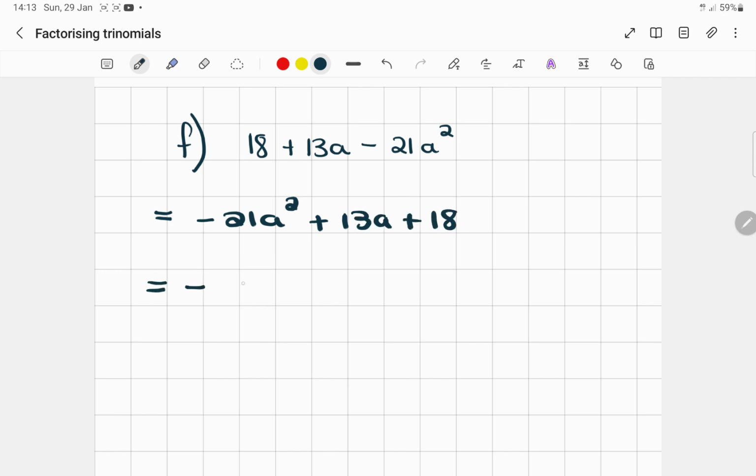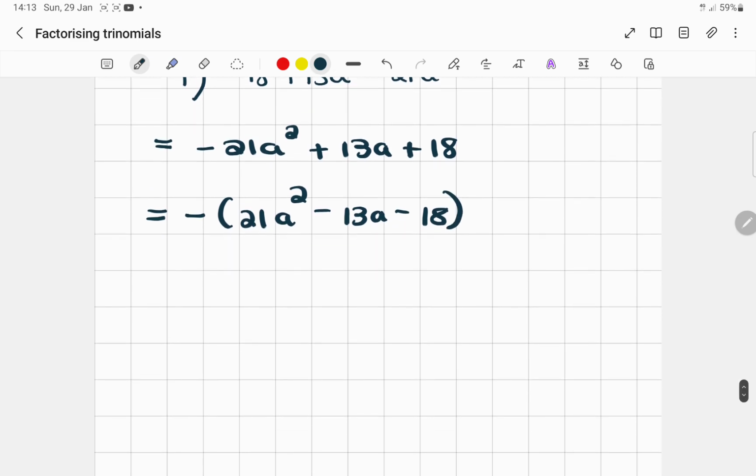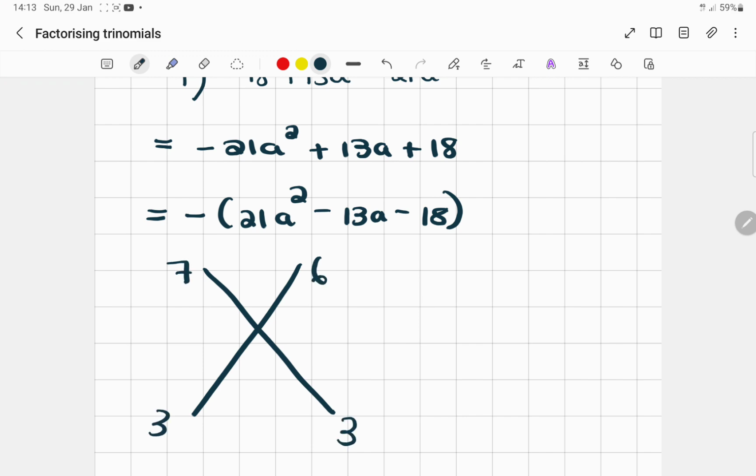Shame. Okay, so you take out a negative, minus 13a minus 18, and then you're going to crisscross factorize from there. 21 can give you 7 times 3, 18, 6 times 3, 7 times 3 is 21, 3 times 6 is 18. Is there somehow that I can get negative 13? No. So I'm just going to try it in another color. 3 times 7, I'm just going to switch it around. So 3 times 3 gives you 9. 7 times 6 gives you 42, which no, not at all.